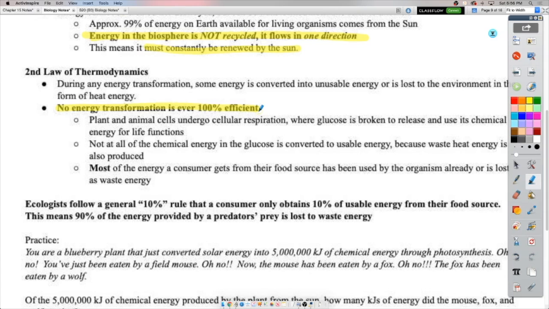Most of the energy that that strawberry had in it was already used up by the time you came along and ate it. So most of the energy a consumer gets from their food source has been either used up by the organism or it's just lost as waste energy, waste heat.